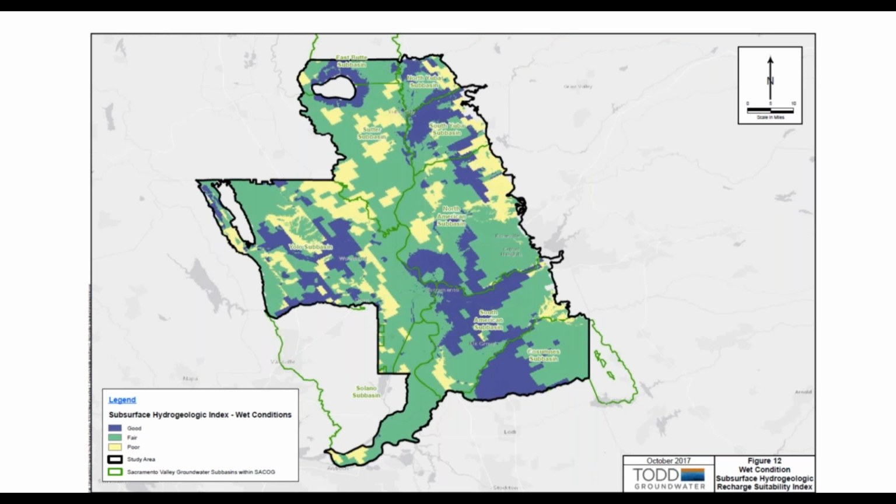But here you see in wet years, as this map shows, the good and fair areas decrease and the poor areas increase in area because the aquifer thickness decreases when water tables rise. So that just shows you the impact of the dry and wet condition on the subsurface suitability part of the index.